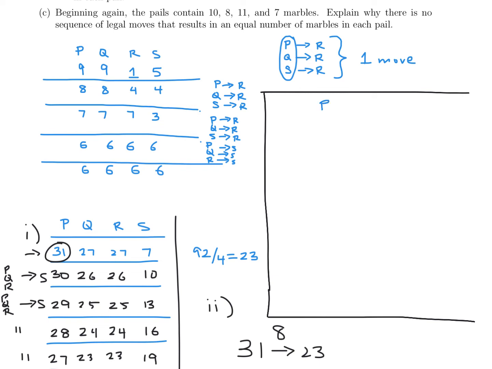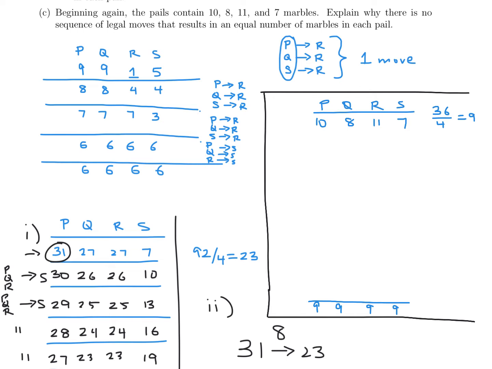So now we have P, Q, R, S, and initially we've got 10, 8, 11, and 7. And the end result, if it was possible, let's see, this is 18 plus 18, which is 36. So 36 divided by 4 would be 9, right? So if this was possible, it would be 9, 9, 9, 9 at the very end. And they want you to show that that's not possible.